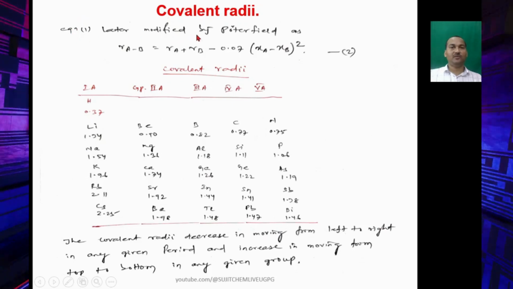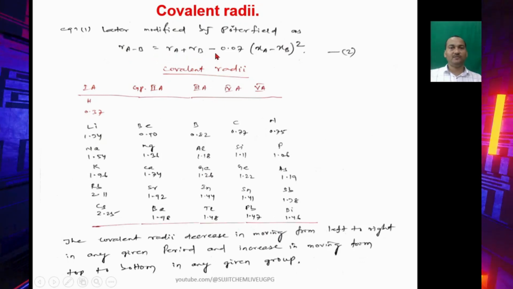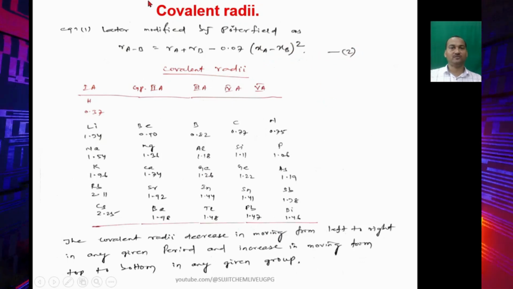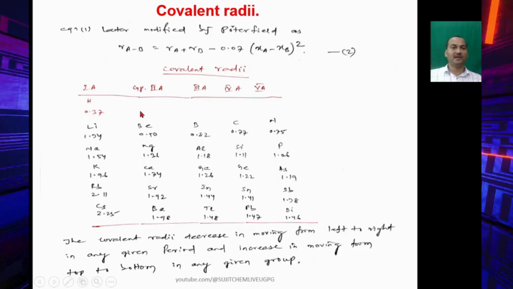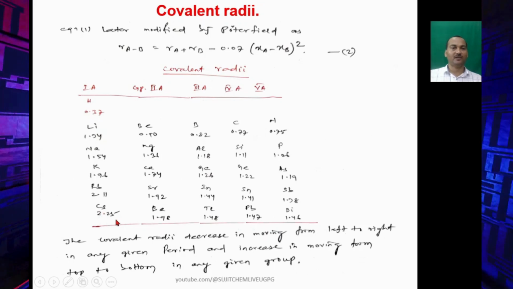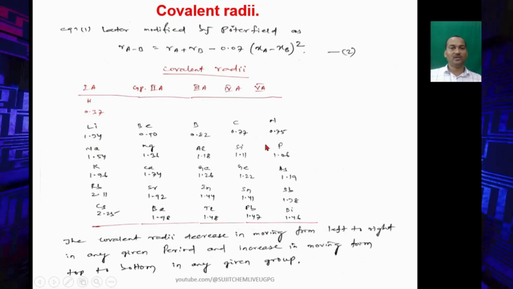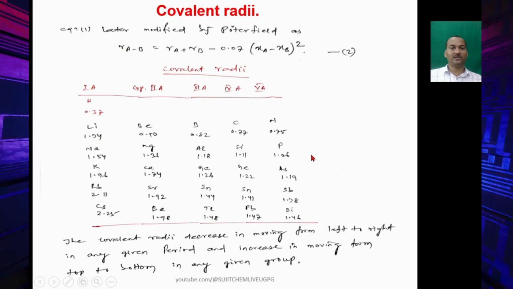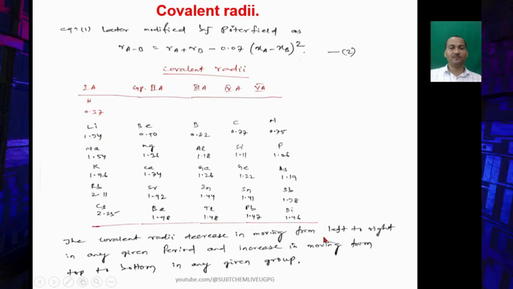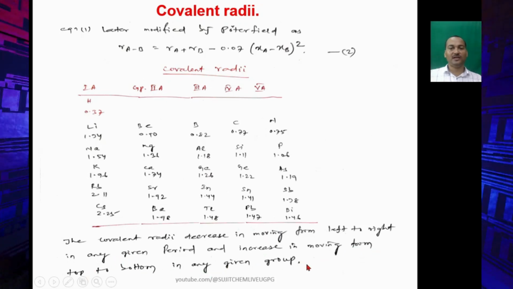This equation was later modified by Pauling as RAB equal to RA plus RB minus 0.07 times (chi A minus chi B) squared, equation number 2. Here the covalent radius value is 0.37 for hydrogen, and moving down the group, cesium is 2.25. So down the group it increases, and if we go along the period from left to right, lithium is 1.34 and nitrogen is 0.75, so it decreases. The covalent radii decrease in moving from left to right in a period and increase moving from top to bottom in a group.